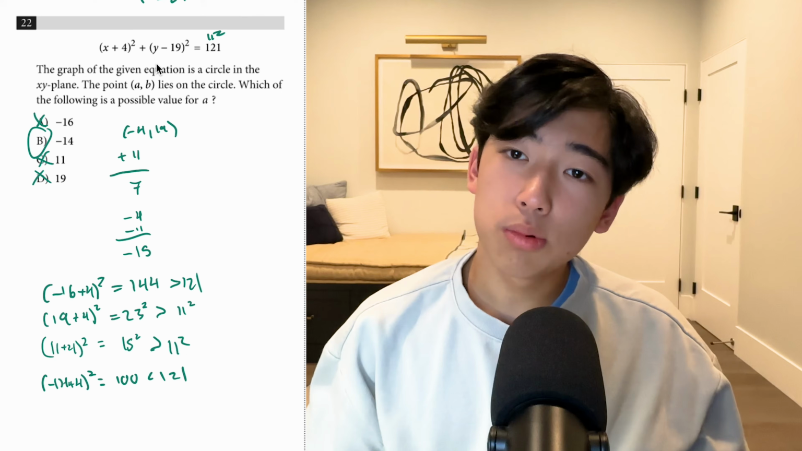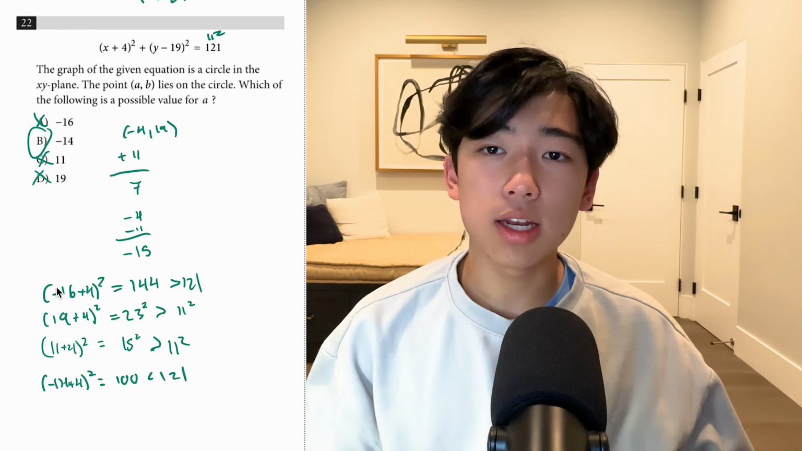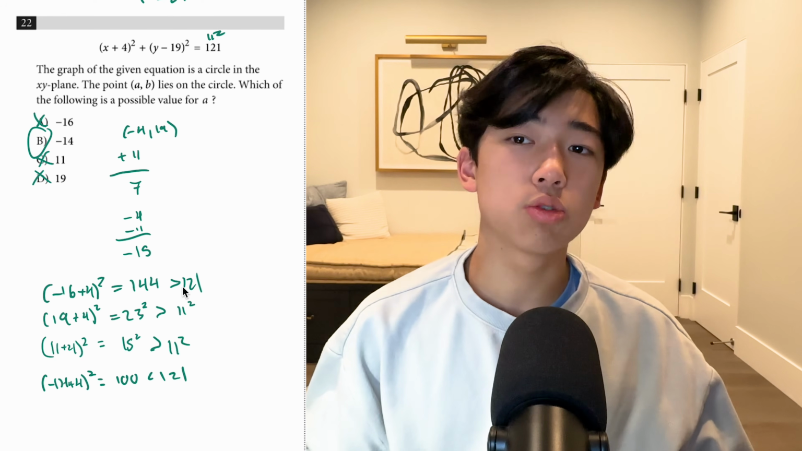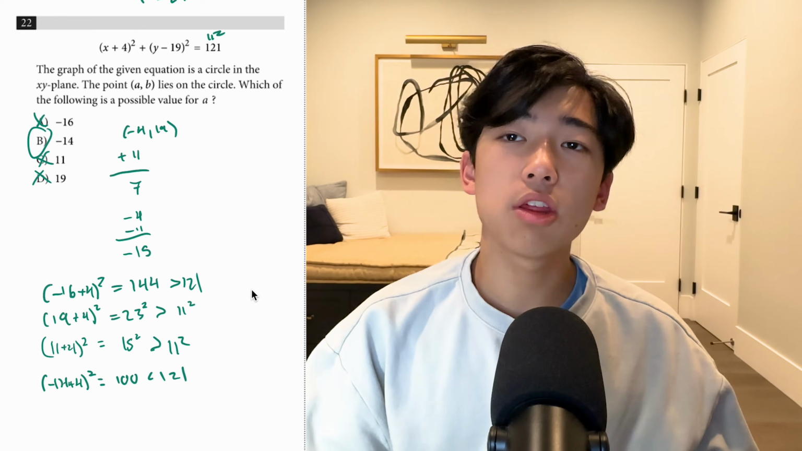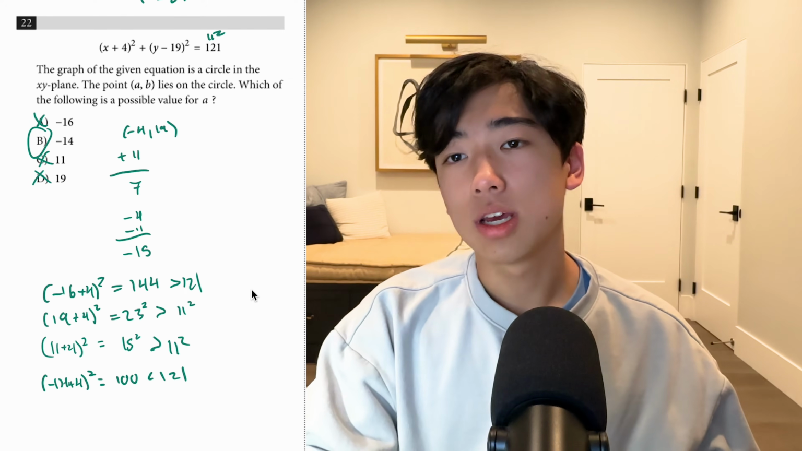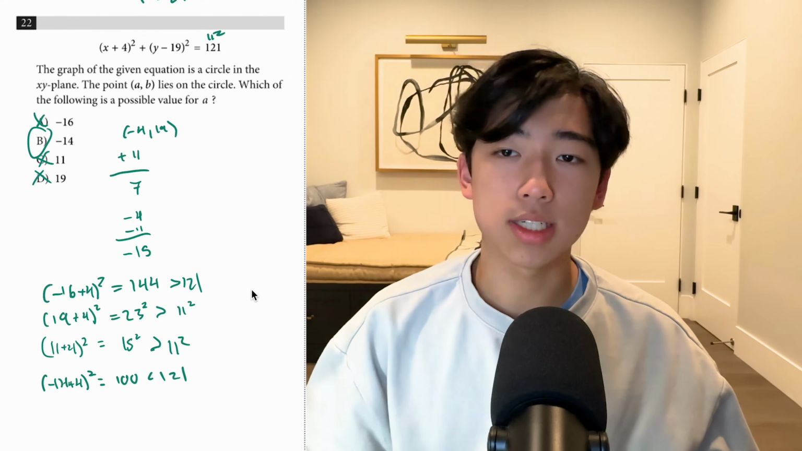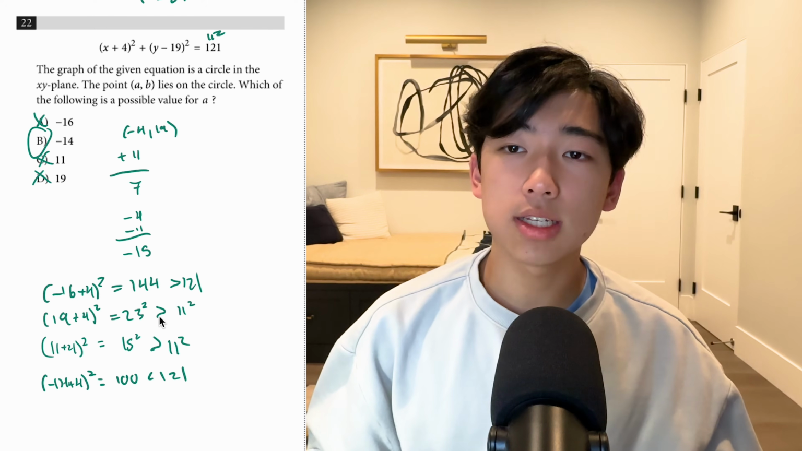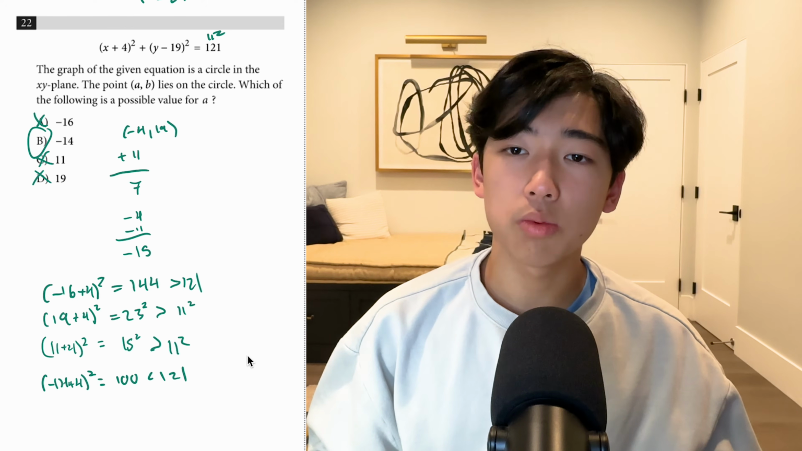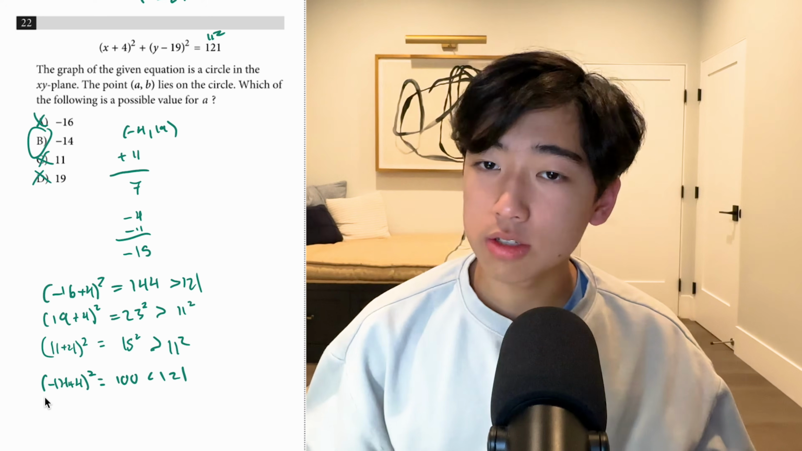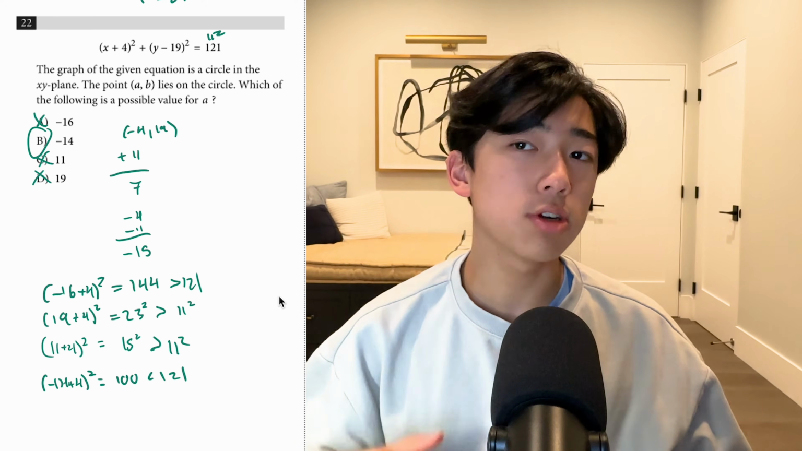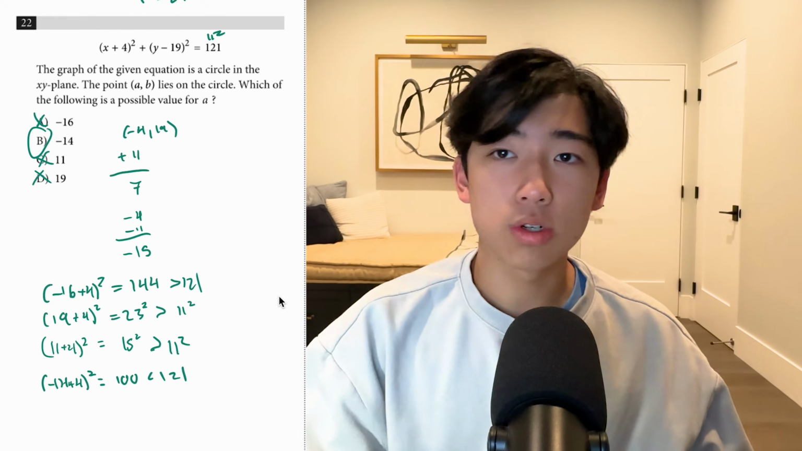So, for example, if you plug in -16, you get -12 squared or 144, which is greater than 121, which means no value of y will ever be able to match it. So we can't have an x value of -16. Same thing for 19 and 11. All of them are greater than 121, except for -14, which is 100, which is less than that, which means that -14 is the answer.